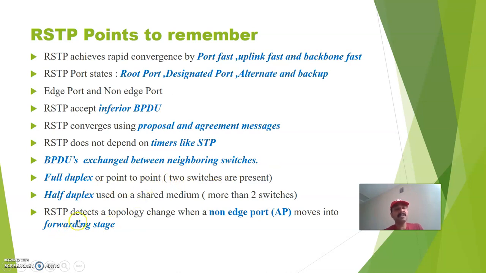RSTP detects a topology change when a non-edge port moves to the forwarding state. This was already discussed. A non-edge port is a port connected to a switch. When an existing root port fails, a non-edge port automatically moves to the forwarding state and takes an alternate path to reach the root bridge. So this is how RSTP works.